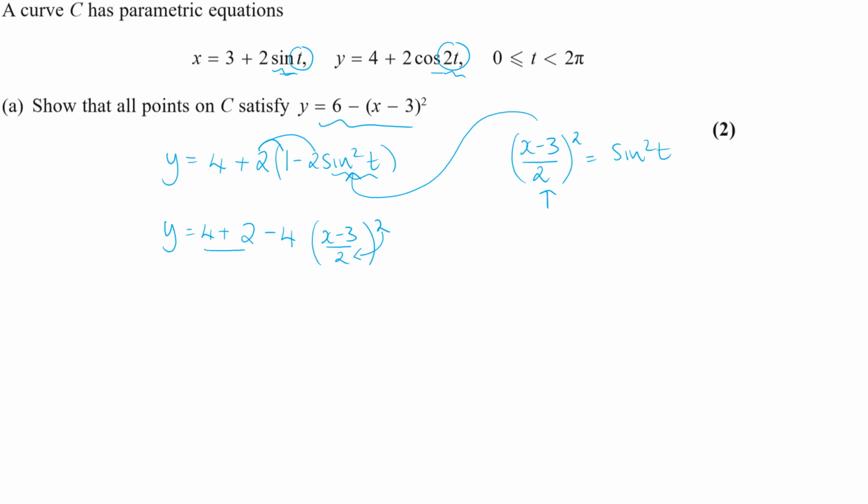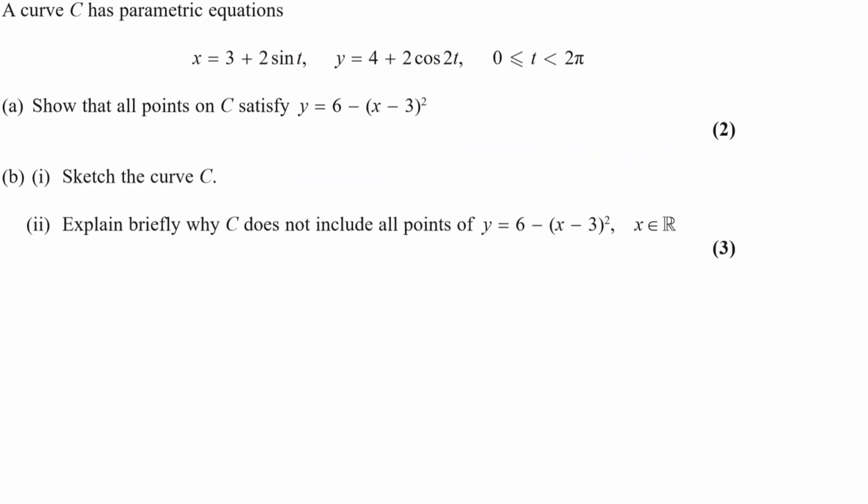These 2 here are going to make 6, so that's going to be 6 minus, and all I'm going to be left with here is the numerator, x minus 3 all squared. So we've done it. In part B, we're being asked to sketch the curve. If we just look at the Cartesian equation, we can see we've got a quadratic. So let's start with that.